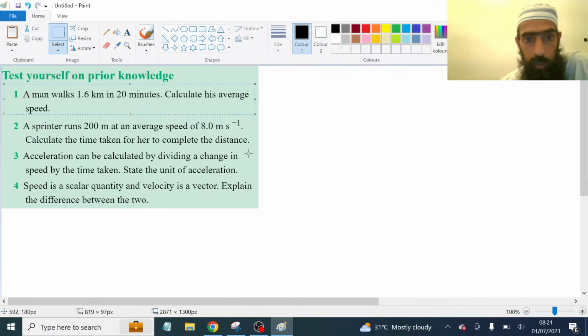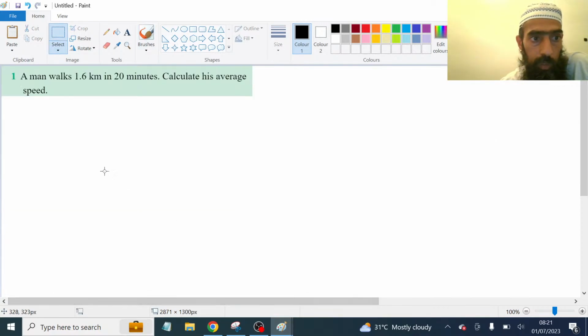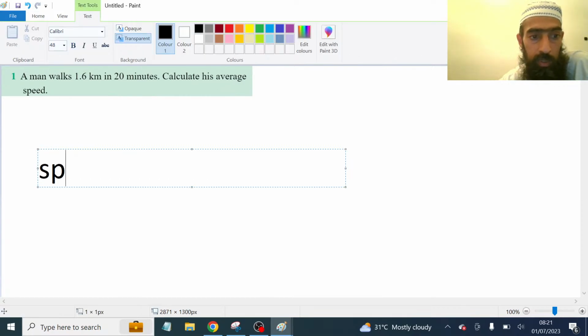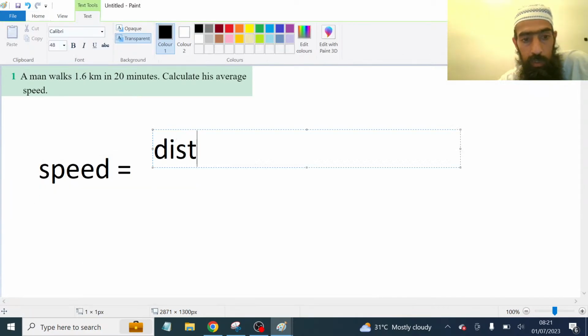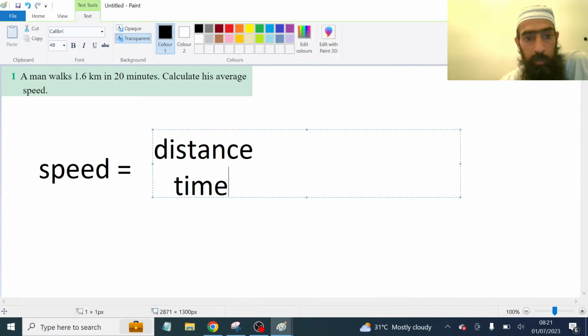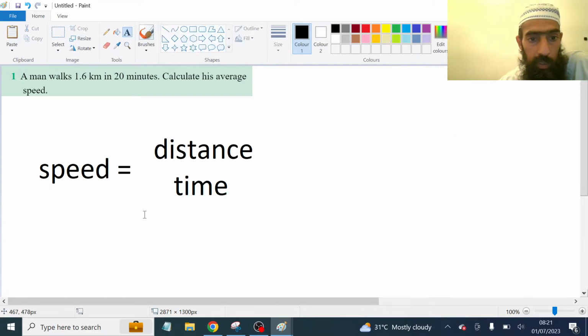Bismillahirrahmanirrahim. In the name of God, the most gracious, the most merciful. Let's take a look at question number 1. So it says a man walks 1.6 kilometers in 20 minutes. Calculate his average speed. First thing we need to know is what is the formula for speed. So speed is equal to distance divided by time. If you haven't memorized this formula already, then you need to memorize this formula.